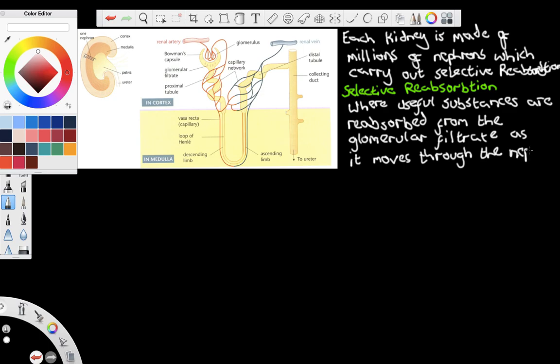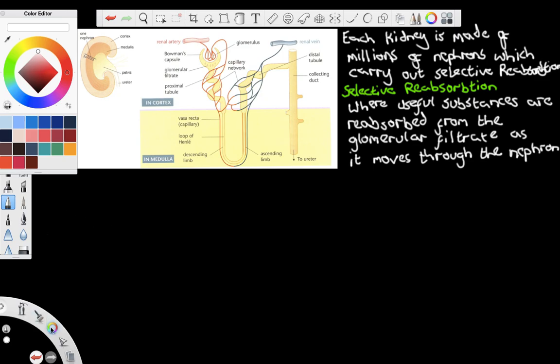So, in our previous lesson, we detailed how useful substances are absorbed by the nephron. We talked about what happens in the glomerulus. We spoke about what happens in the proximal convoluted tubule, in the loop of Henle, and the distal convoluted tubule. That whole process is known as selective reabsorption. The substances that are not absorbed are gotten rid of as waste through the urine.